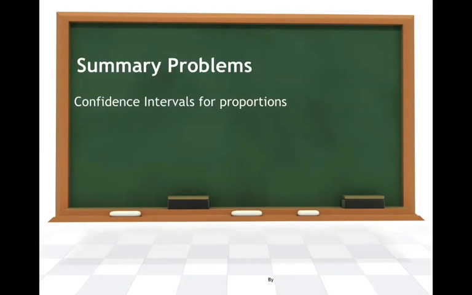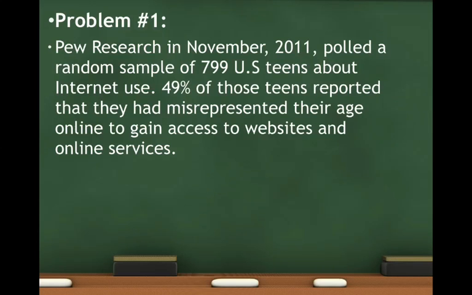Hi everyone. By now you have finished chapter 16. What we want to do today is look at some problems from chapter 16 with the confidence interval for proportions. Let's look at problem 1.